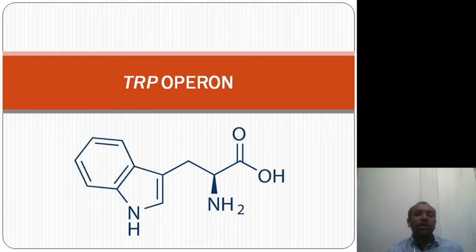Hello everyone, today we are going to talk about the tryptophan operon, or TRP operon, which is basically concerned with the synthesis of tryptophan. That is an amino acid which is involved in the biosynthesis of proteins. So this is the structure of the tryptophan amino acid, as you can see in the slide.